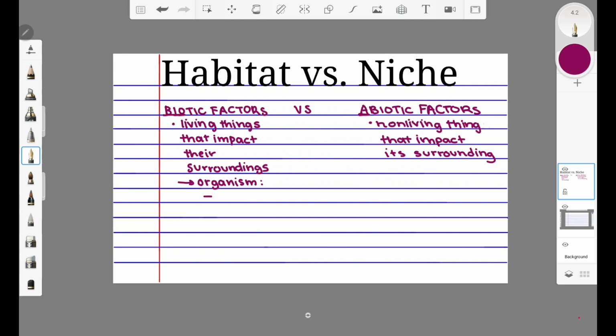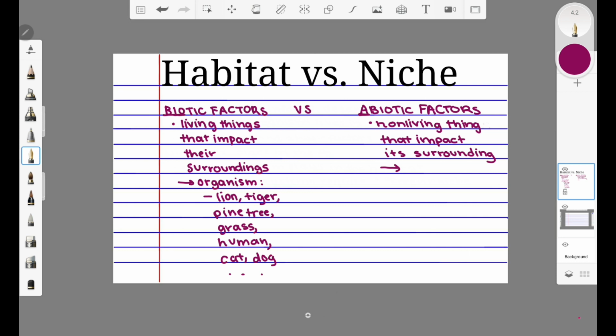If we look at specific examples, we can have a lion, a tiger, pine tree, grass, human, cat, dog. The list goes on and on because basically any organism, any bacteria can fit in the biotic factor. Now, when we talk about abiotic factors, let's list off some examples.